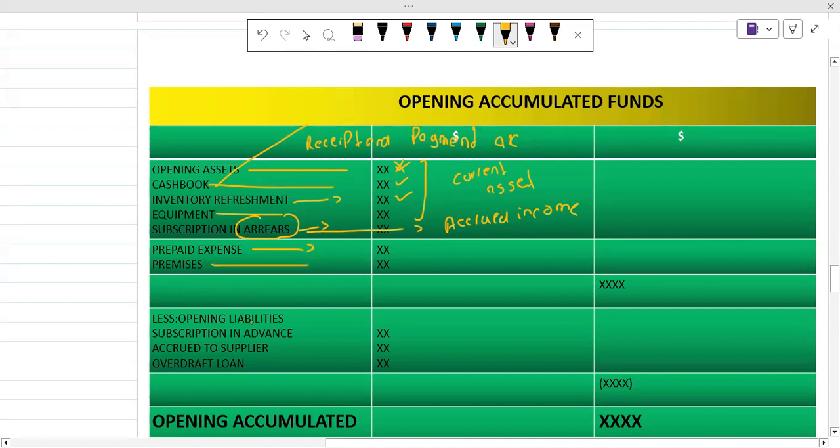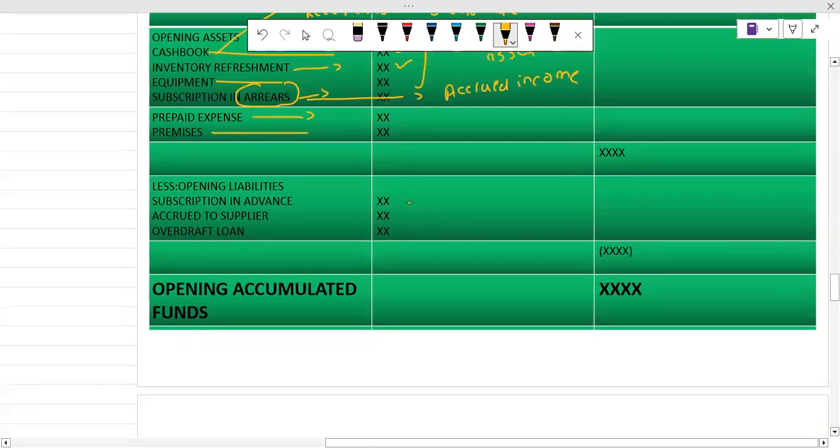Okay, so after that, what will be our opening liabilities? First of all, subscription in advance. It means that we didn't give any service to our customer, but our customer may have paid us some amount in advance. So it means that they can claim that amount after some time. So it is a liability.